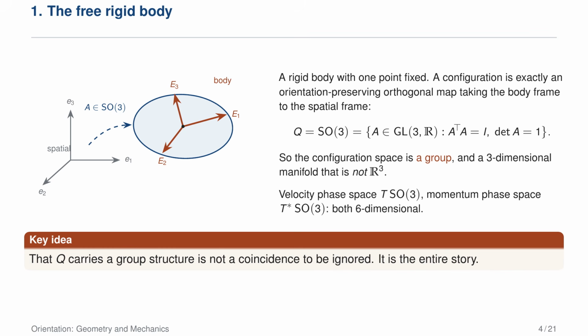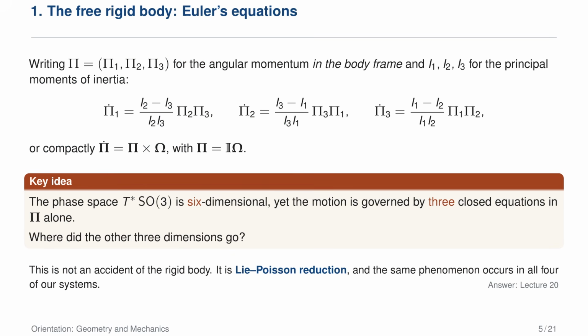Notice 2 things. The configuration space is a 3-dimensional manifold, and it is definitely not R3. And it is a group. That the configuration space carries a group structure is not a coincidence to be noticed and then ignored. It is the entire story. Now here is the puzzle I want to leave you with.